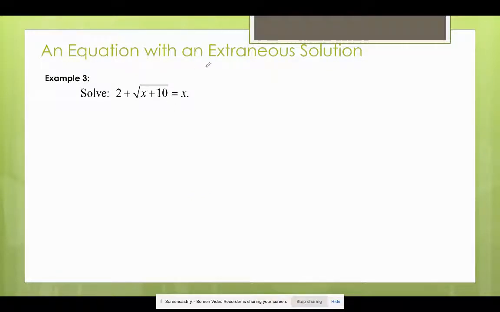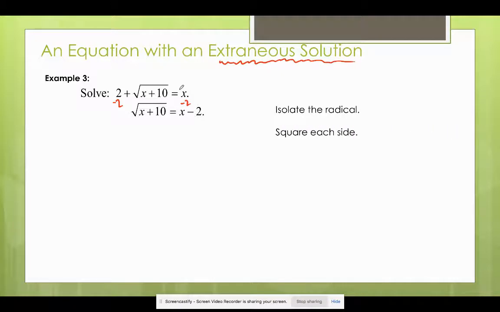All right, extraneous. This one has an extraneous solution. Wow, we're just telling you right away, taking all the guesswork out of it. All right. First thing we're going to do, isolate the radical. You see we have a 2 hanging out. Let's move that to the other side, okay? So we get square root of x plus 10 equals x minus 2.